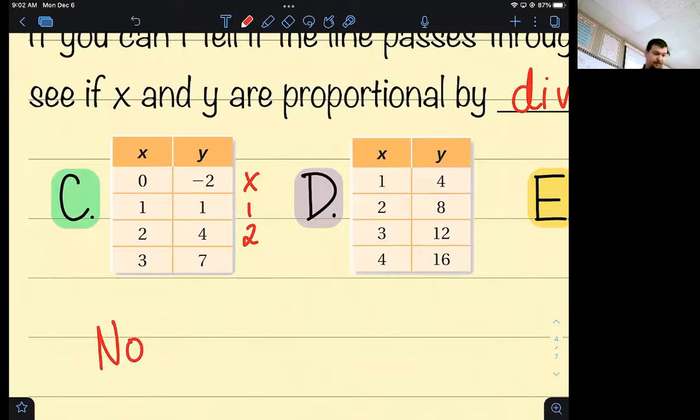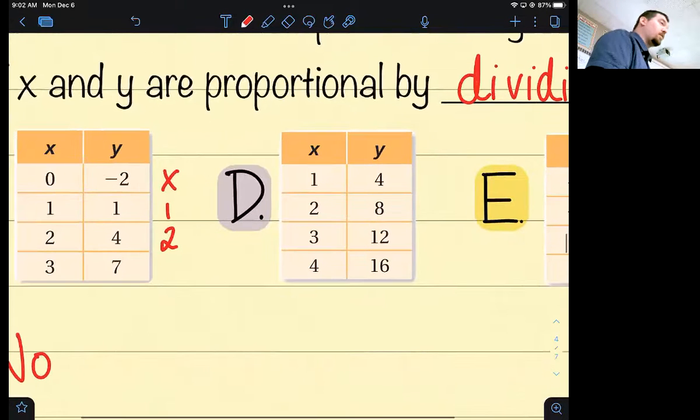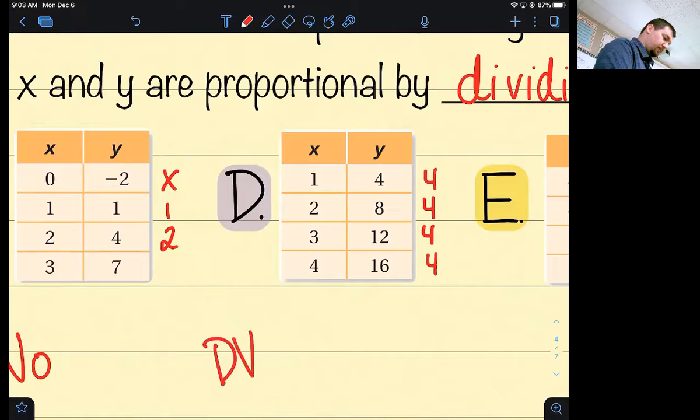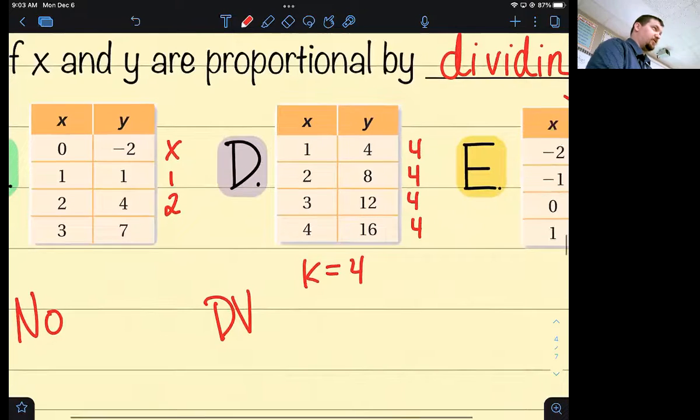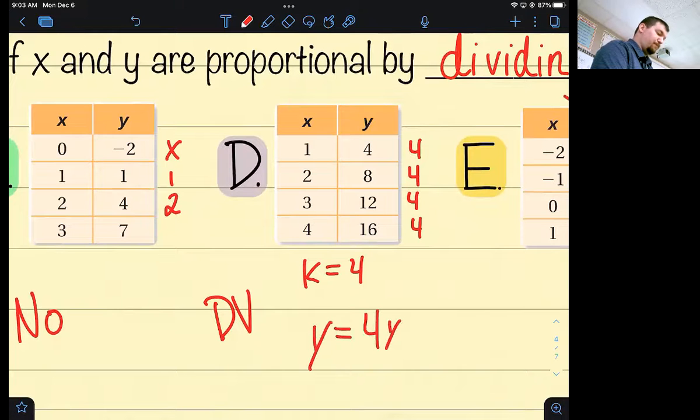Okay, example D. 4 divided by 1. 8 divided by 2. 12 divided by 3. 16 divided by 4. Is this a direct variation? Yep. What's the K value? 4. That constant number I keep getting, right? All right. Somebody new. Parker, tell me what the direct variation equation is then. That's right. That's it.